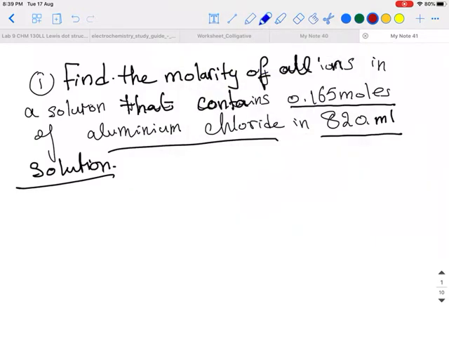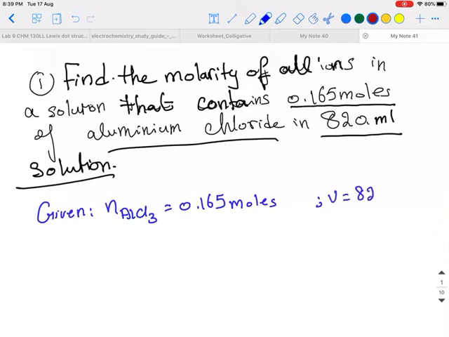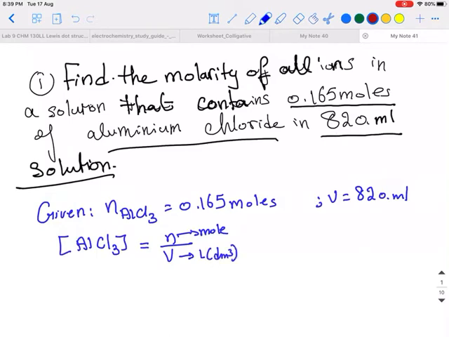Let us start by writing the given. We have the number of moles for aluminium chloride, 0.165 moles, and the volume is 820 milliliters. Before finding the ions, let me find the concentration of the substance itself, and then we split it into the corresponding ions. Concentration is the number of moles over volume, where the units should be moles and liters, which is dm cubed.